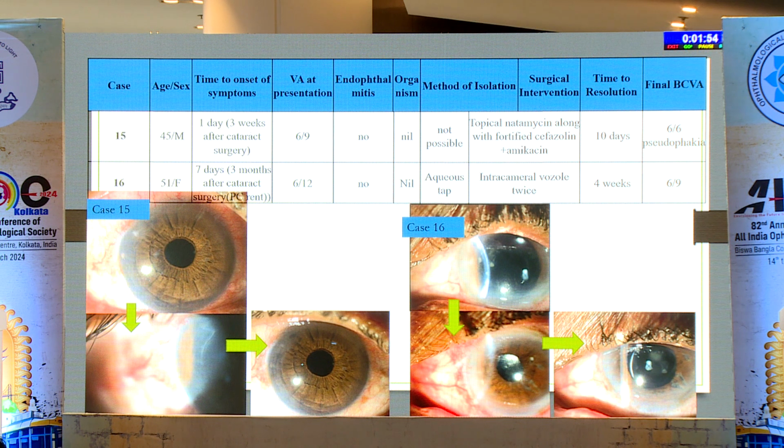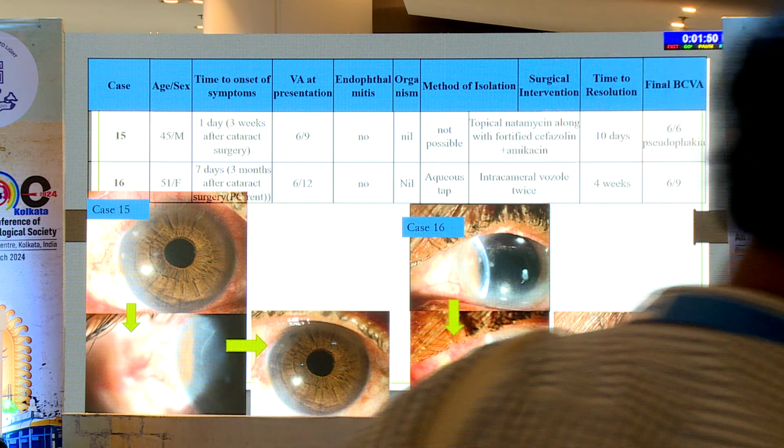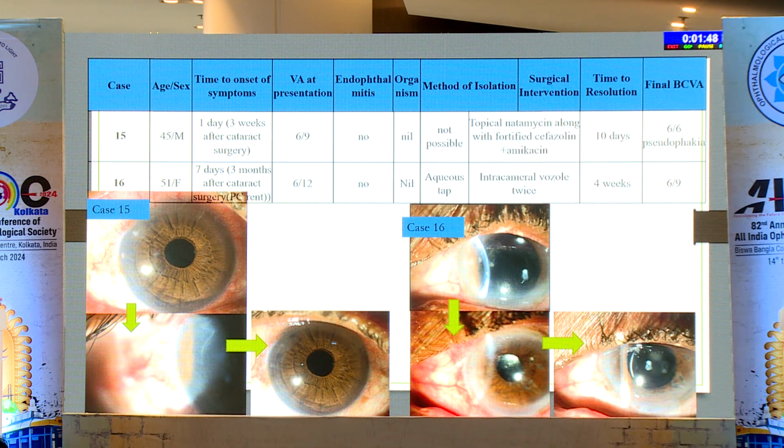These were very subtle infiltrates, case 15 and case 16. There were just very subtle infiltrates on the main port. In the first patient, sampling was not possible and we just gave empirical topical natamycin and the patient resolved. In case 16, we tried to do an aqueous tap, but it was negative. But we still went ahead with intracameral voriconazole and the patient resolved after 4 weeks.